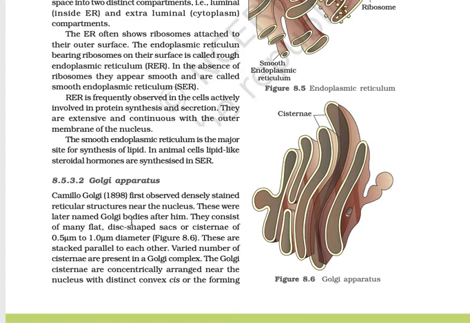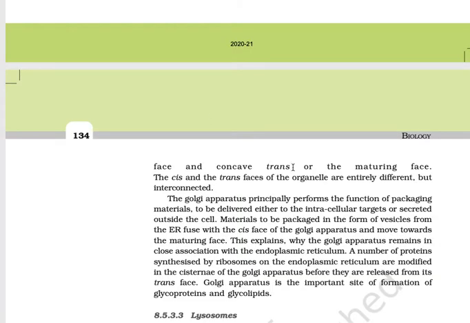These were named Golgi bodies after him. They consist of many flat disc-shaped sacs or cisternae of 0.5 micrometer to 1 micrometer in diameter. These are stacked parallel to each other. Varied number of cisternae are present in a Golgi complex. The Golgi cisternae are concentrically arranged near the nucleus with distinct convex cis or the forming face and concave trans or the maturing face. The cis and trans faces of the organelle are entirely different but interconnected.